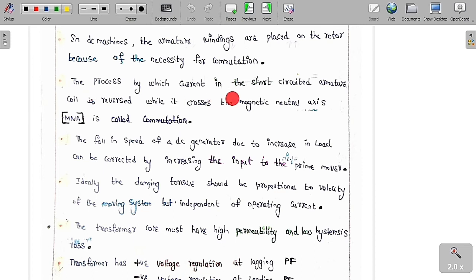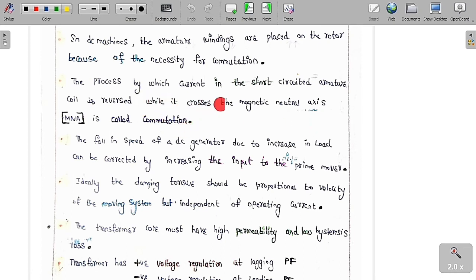The process by which the current in the short-circuited armature coil is reversed while it crosses the magnetic neutral axis MN is called commutation.